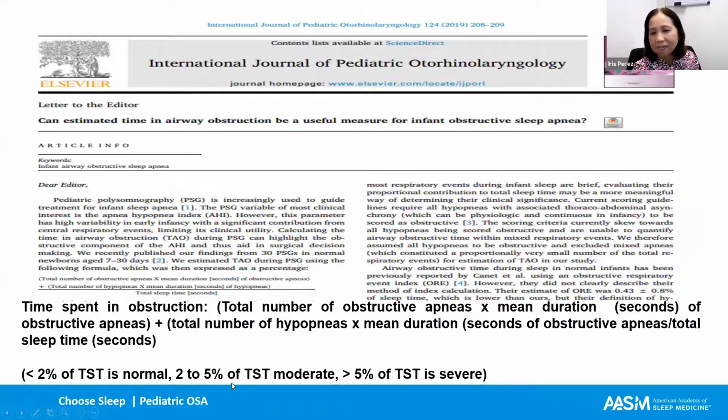2 to 5% of sleep time would be considered as moderate, and greater than 5% of sleep time as severe. When the time in obstruction is less than 2% of sleep time, but is associated with either sleep disruption or with gas exchange abnormalities, then that can be considered as in the milder category.